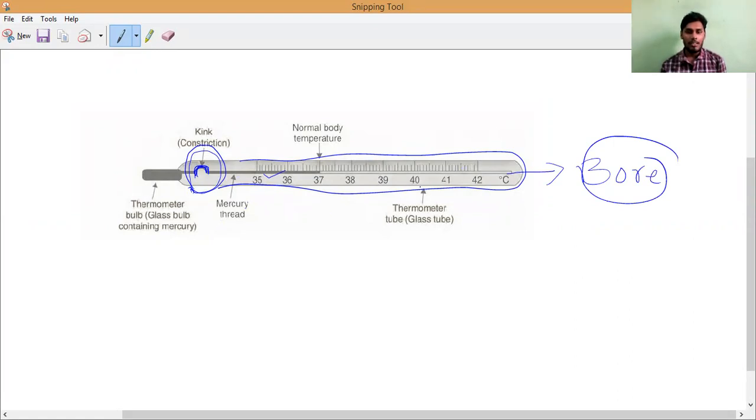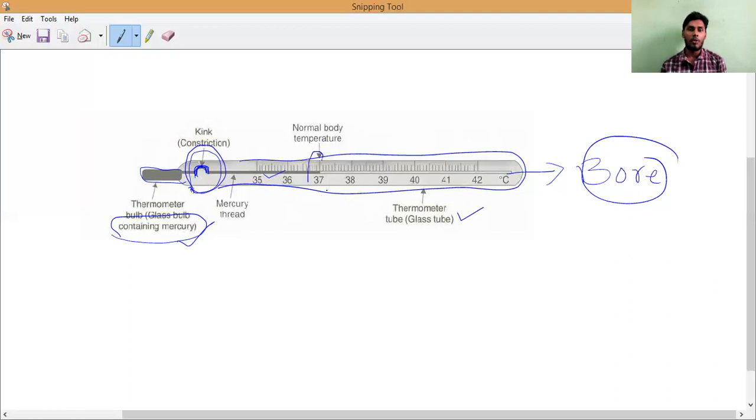So here, inside, we call it a thermometer tube or glass tube, you can say. Now you can see this middle point, at the beginning we have some kind of tube. This is called a glass tube, which contains a bulb. Which contains what? Mercury in it.